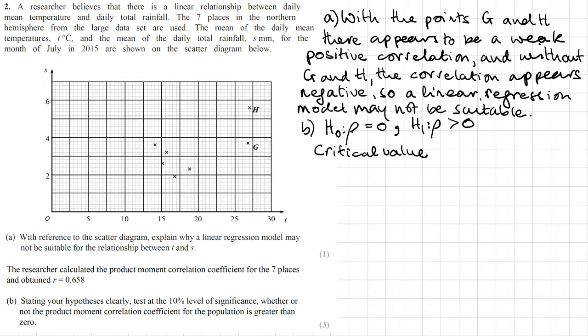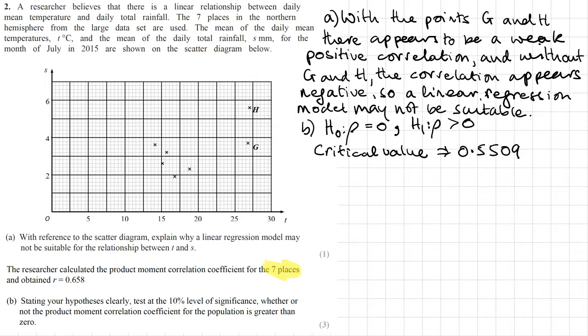So you find the appropriate page in the formula book, you go across to the 10% column and you go down to a value of n equal to 7, because we had a sample of 7, and that will give us a critical value of 0.5509. So there's our critical value.